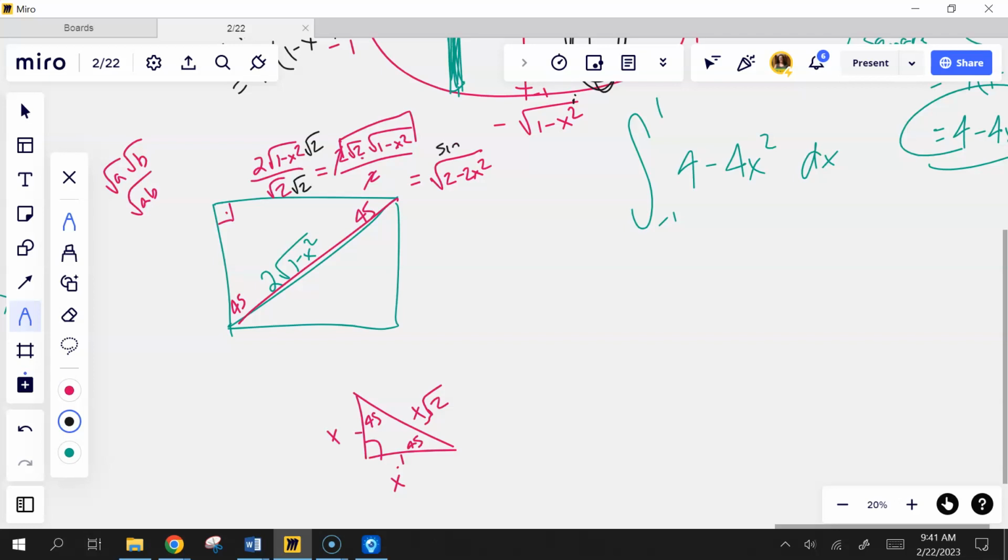This is one side. Remember, I was trying to find the area of the square. That's one side. That's right. Yes, that's correct. Side to side.